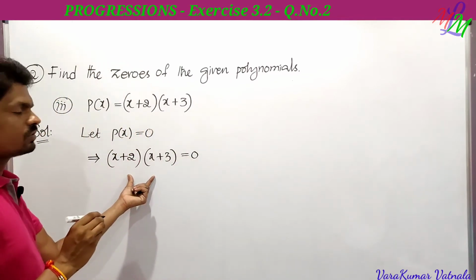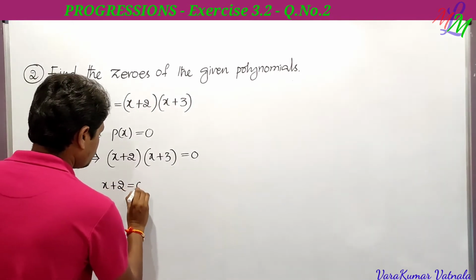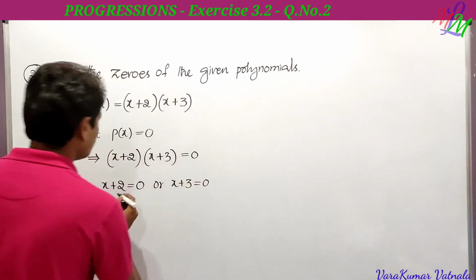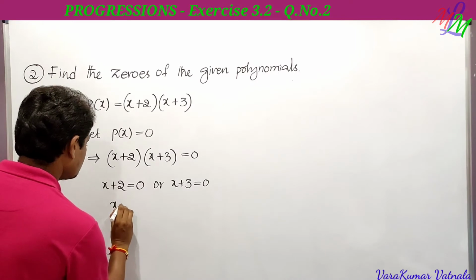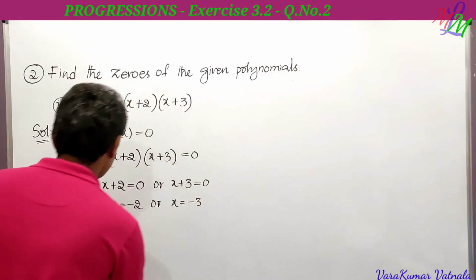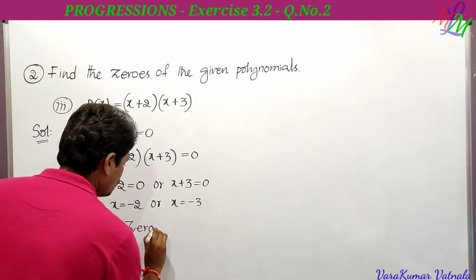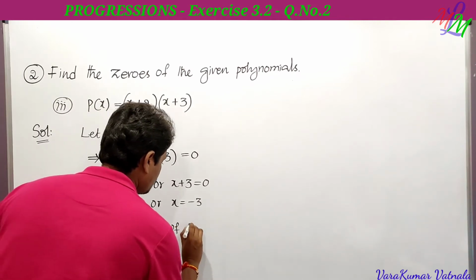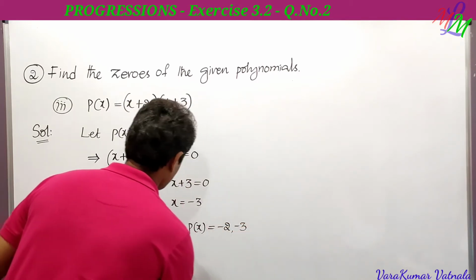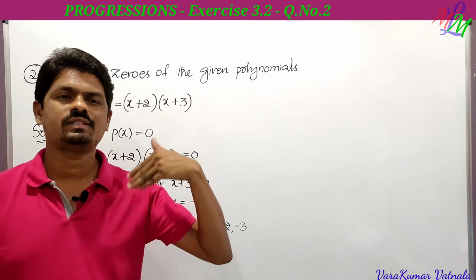The product of these two is equal to 0 only if either x plus 2 is equal to 0 or x plus 3 is equal to 0. Any one of these two must be equal to 0, then only their product is equal to 0. So here x is equal to minus 2 or x is equal to minus 3. Therefore the zeros of p of x are minus 2, minus 3. So this is the third one in the second problem.